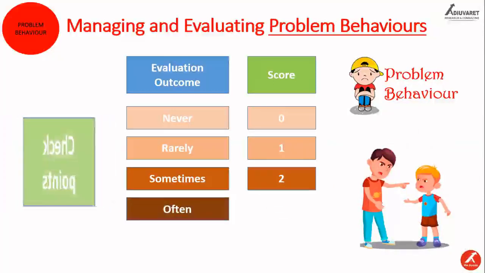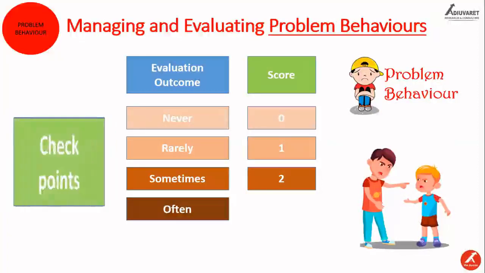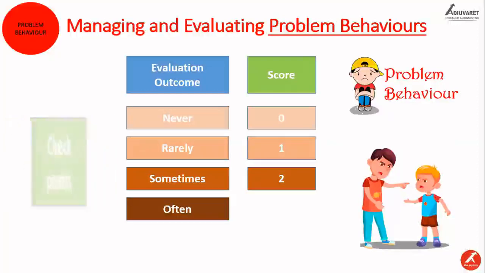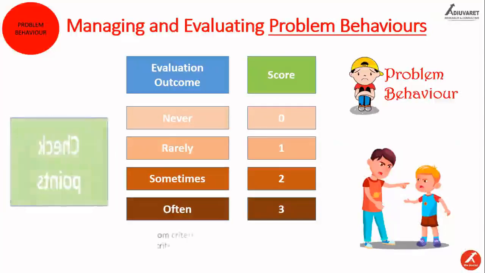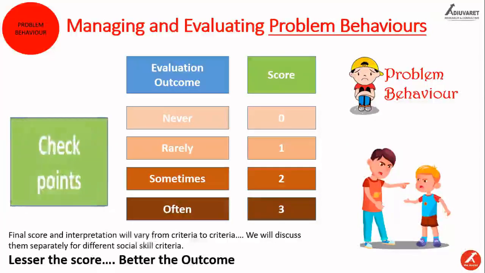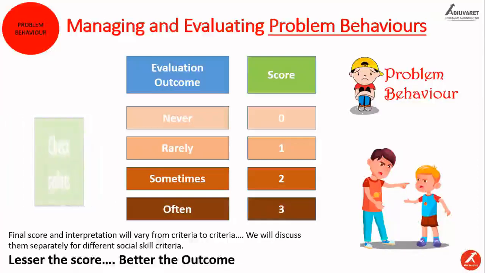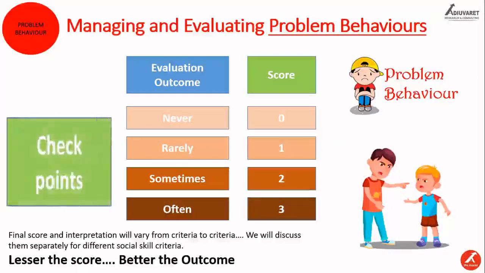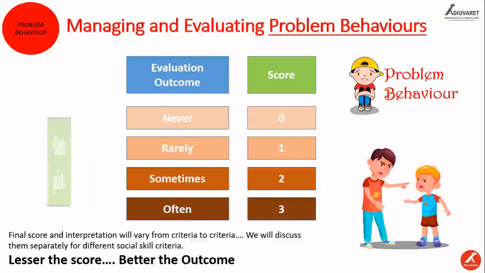And if our child is often displaying that particular checkpoint that we are trying to evaluate under these 5 sub criteria, then we assign a score of 3. Meaning, if the score is high, then the problem behavior is high. And if the score is low for any of the sub criteria, then the problem behavior seems to be low.